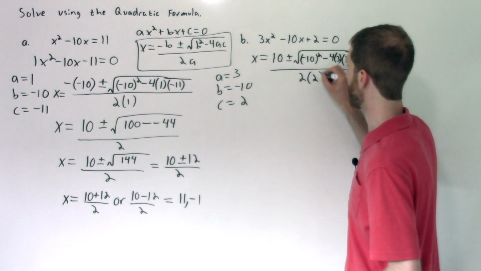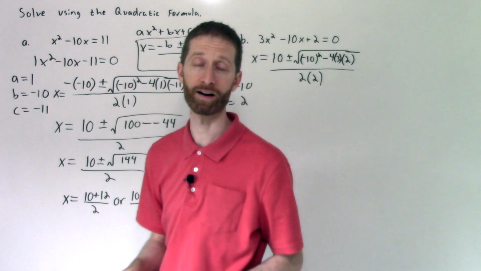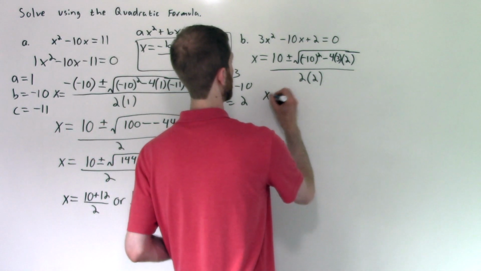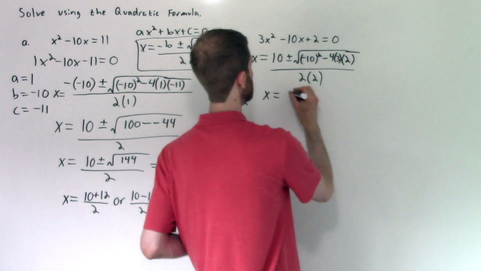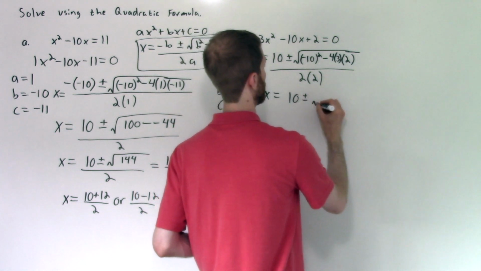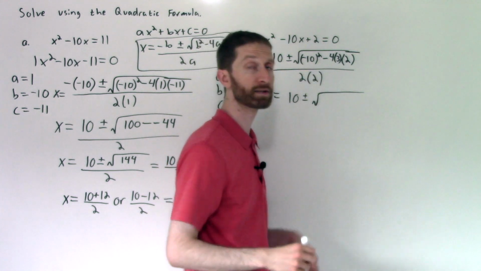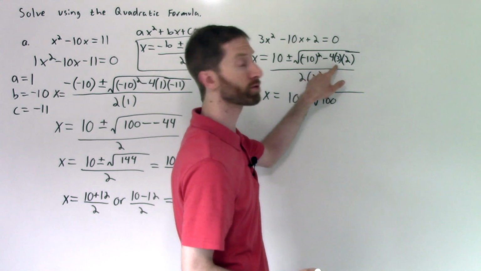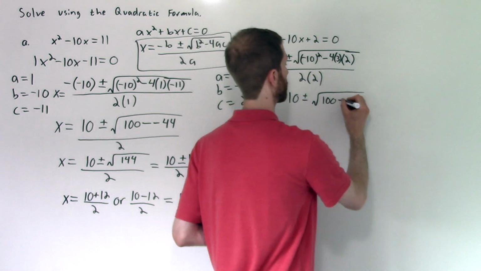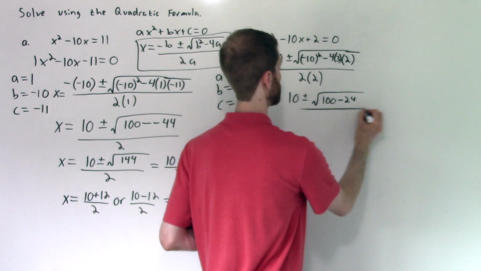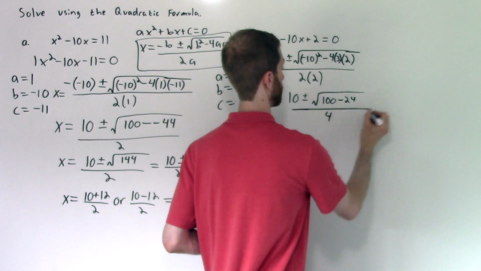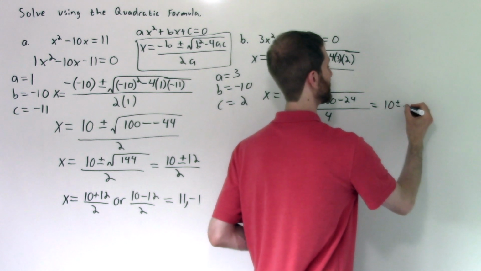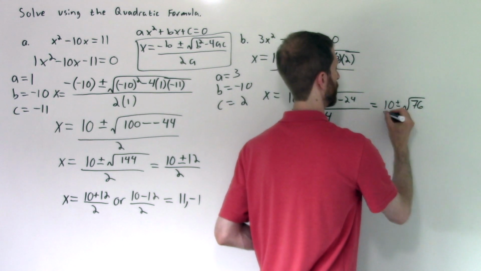After a while, you'll commit it to memory. Again, keep practicing that step right there. Now all we've got to do is simplify it. So I've got x equals 10 plus or minus, can't do anything with that yet. That's going to be the square root. Negative 10 times itself is 100, minus 4 times 3 is 12, times 2 is 24. That's all over 2 times 2 is 4. So 10 plus or minus the square root of 76 all over 4.